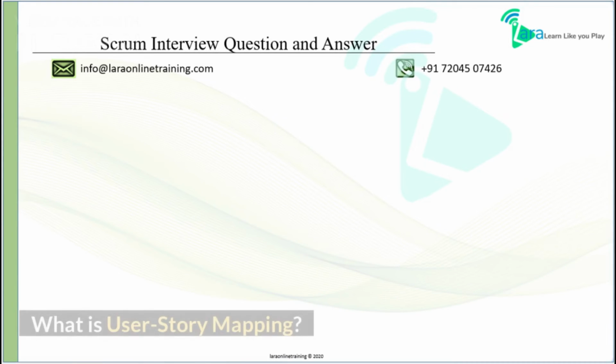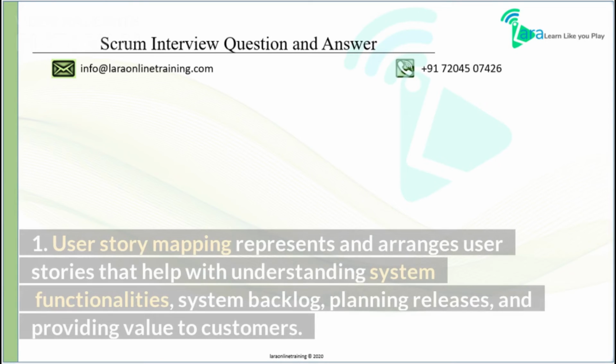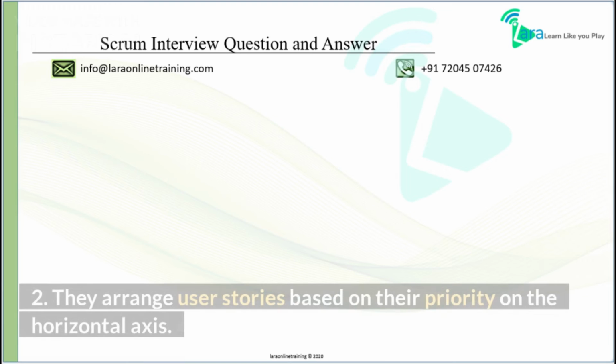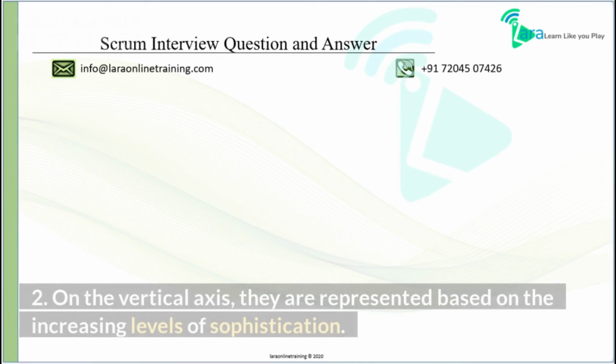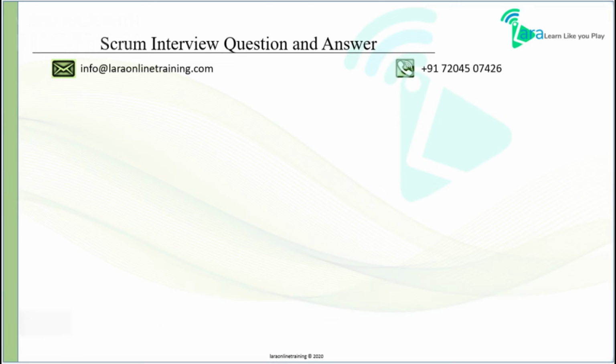10. What is user story mapping? 1. User story mapping represents and arranges user stories that help with understanding system functionalities, system backlog, planning releases, and providing value to customers. 2. They arrange user stories based on their priority on the horizontal axis. On the vertical axis, they are represented based on the increasing levels of sophistication.